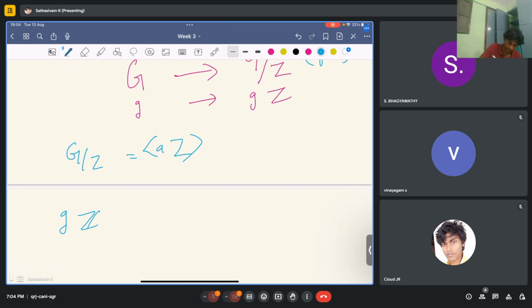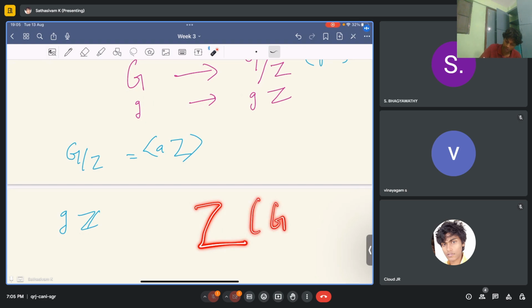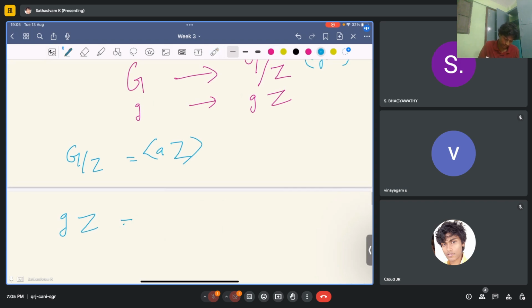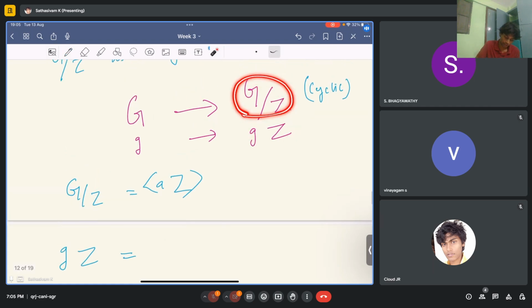Okay. Anyway, see, this is not a correct notation. When you write something like this, it means integers. So the center is usually denoted by center of G. Sometimes people just write Z. So you should not put it like this. So this here, this is the element here, right? So GZ is the element here.